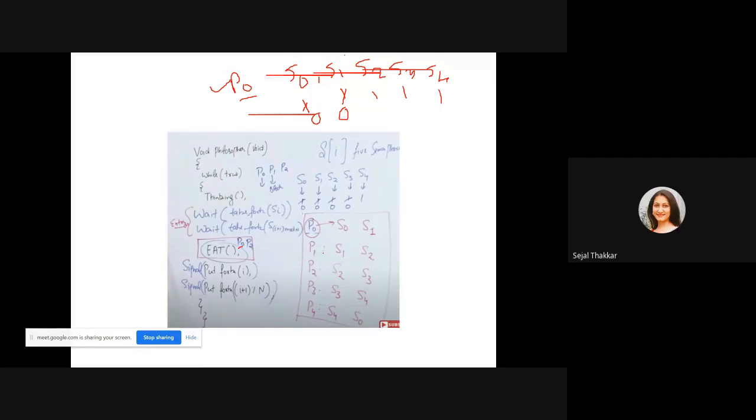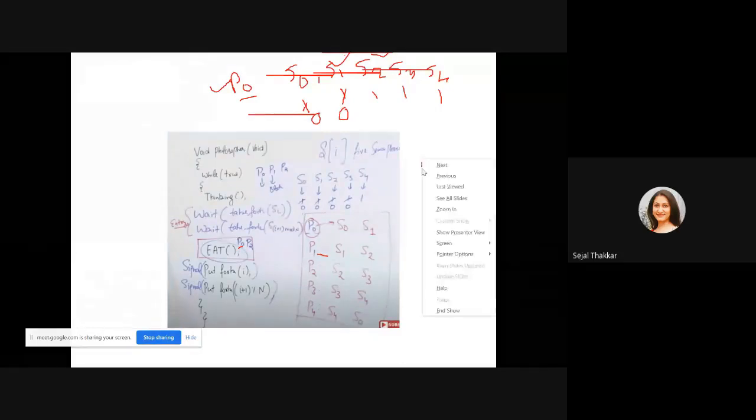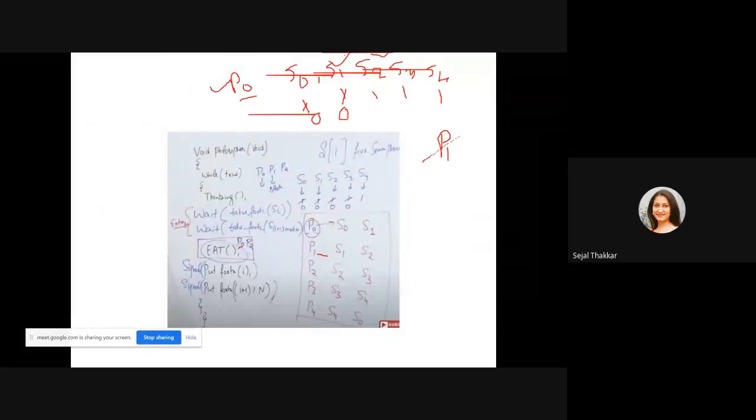Now P1 wants to enter into the critical section, but P1 can see that the semaphores it needs are S1 and S2. S1 is already 0, so he cannot make S1's value 0. S2 is free, but he needs two forks at a time to eat. So P1 is not allowed to enter the critical section, because one of P1's forks is used by the philosopher P0. P1 is going to block.